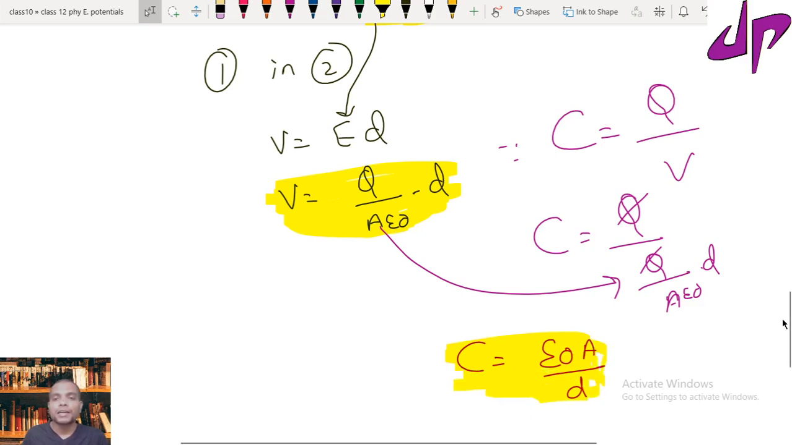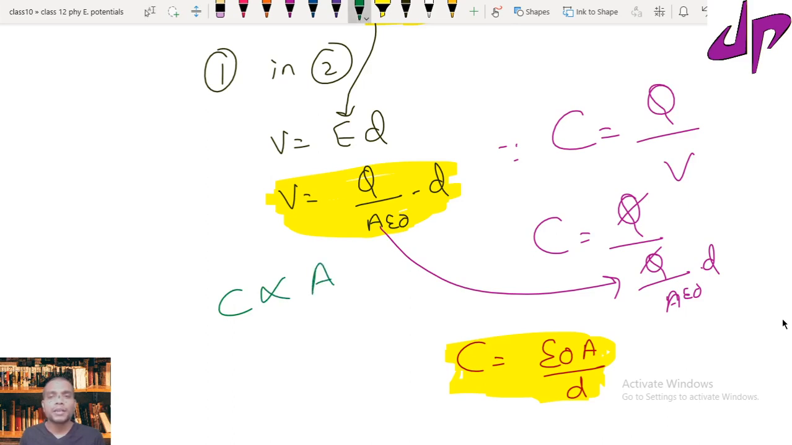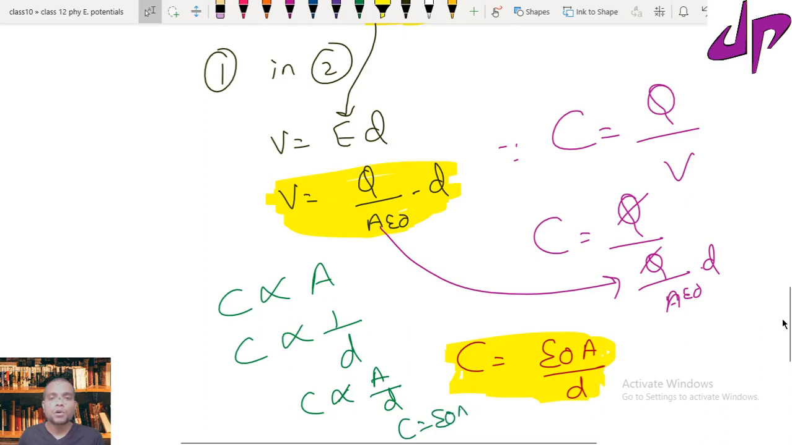The great thing in this expression is that there is no charge and there is no potential difference in it. The capacitance of a capacitor depends purely on geometry. The capacitance is directly proportional to the area of the plate, and inversely proportional to the distance between them. If you combine that, we can write capacitance C directly proportional to A by D. We remove the proportionality constant, C equals epsilon naught A upon D. So this is the handy expression to remember.